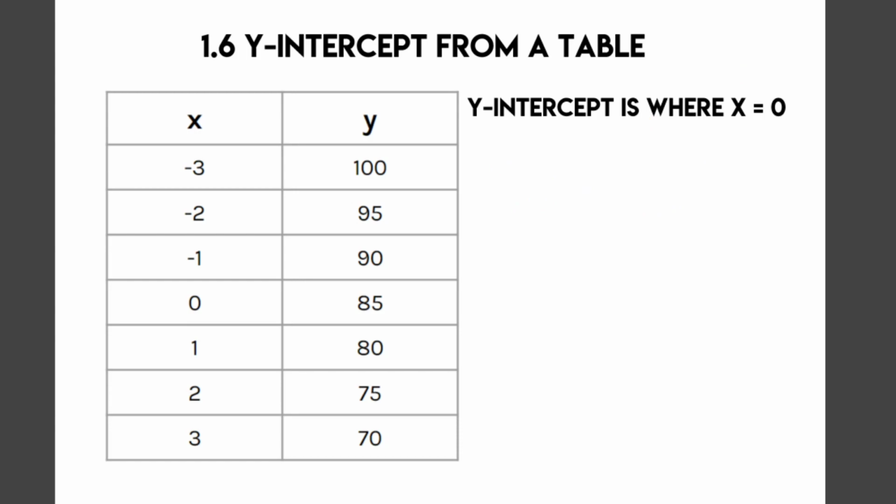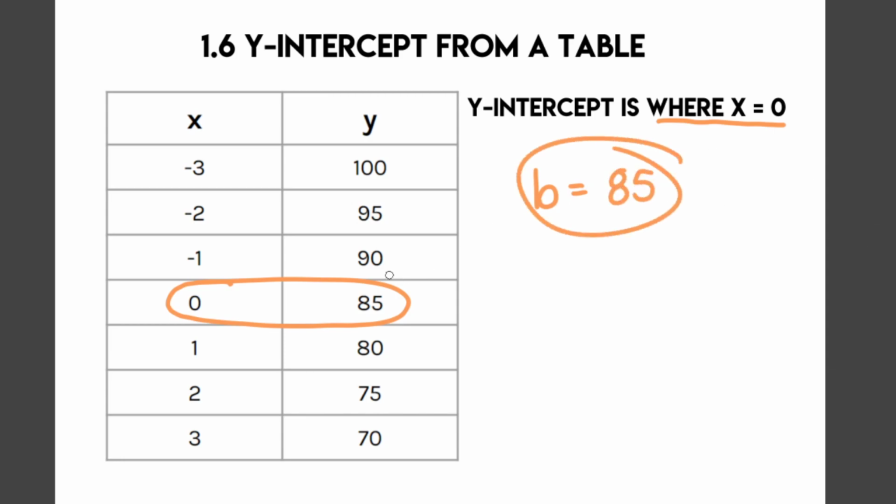Looking at this example here, this is just a much bigger table, but just because it's a bigger table doesn't change our process at all. Where is x equal to 0? We're going to look at all of our x values and find, oh, there it's equal to 0. There is my y-intercept, excuse me, I said x-intercept. My y-intercept, my b, is equal to 85. Cool? So don't let the number scare you, and don't let how many different x values there are scare you. Every time we're looking at where x is equal to 0.